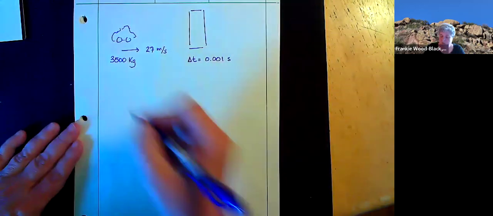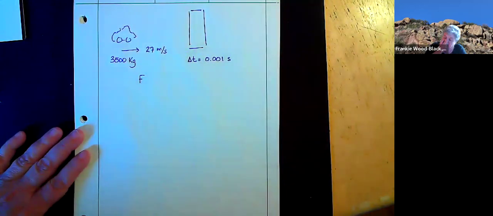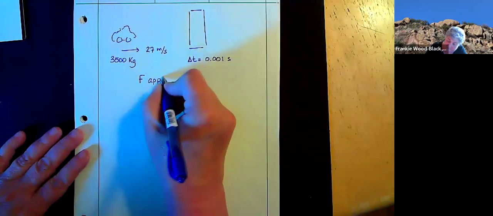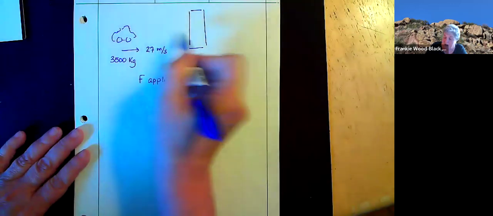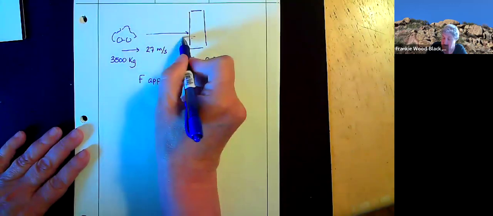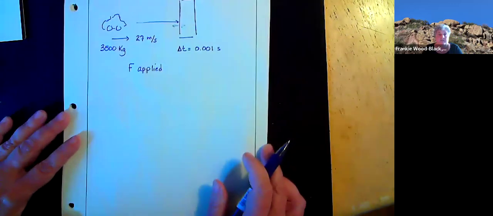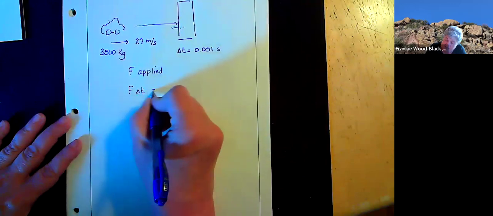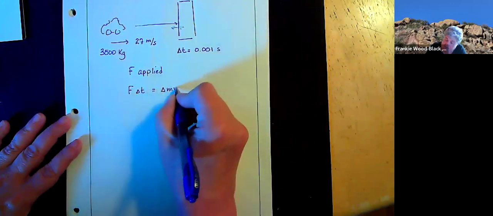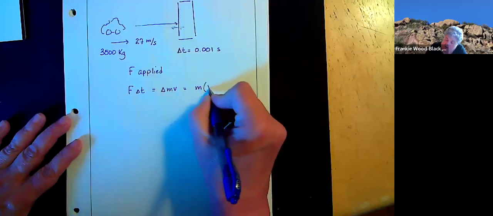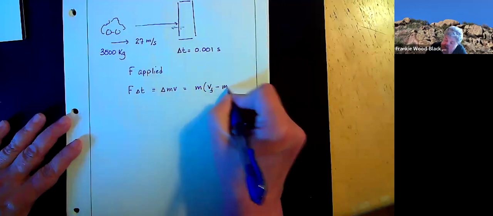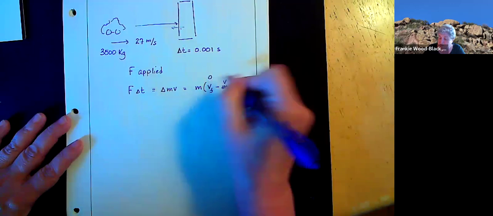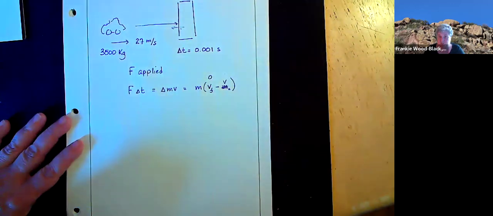All right, we want to know the force that's being applied. Well, the car's going to hit there, this is going to come back, and depending on how I deal with it, there's the force being applied. So my force times my change in time is equal to my change in momentum, which is the mass times my final velocity minus my initial velocity. My final velocity is going to be 0. My initial velocity is 27 meters per second.